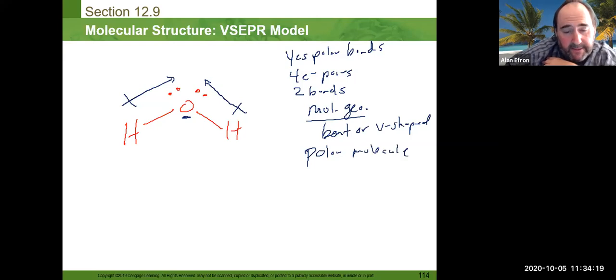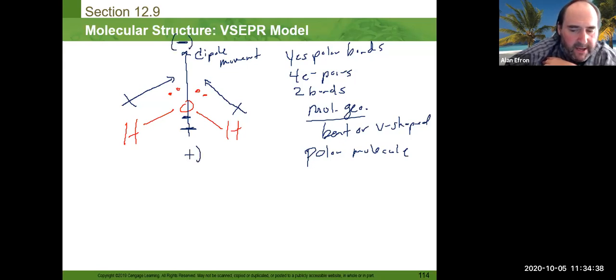because what's going to happen is we will get what is referred to as a net dipole moment happening in this direction, which means the oxygen side of water is more negative. The hydrogen side of water is more positive in this particular case.